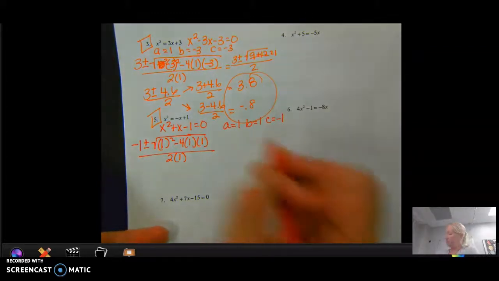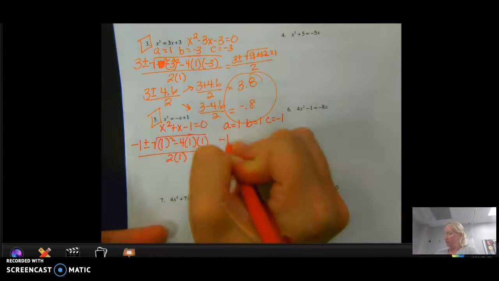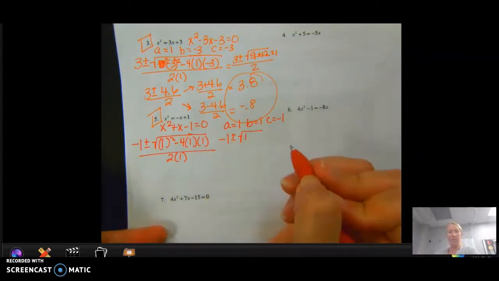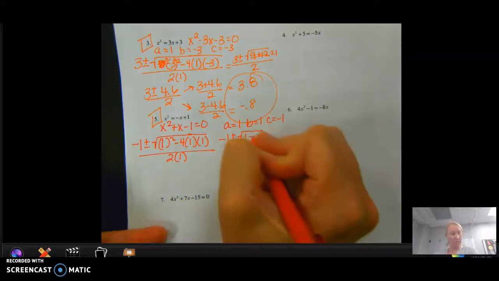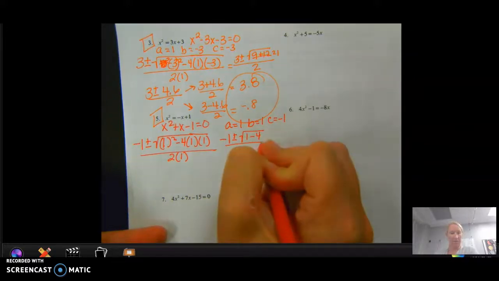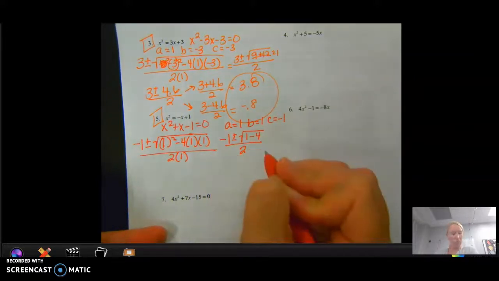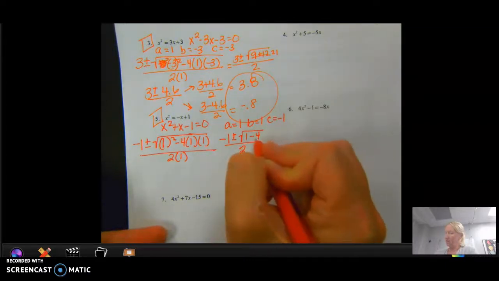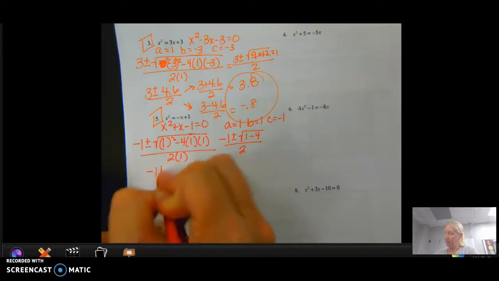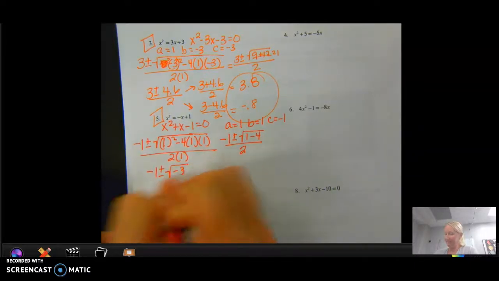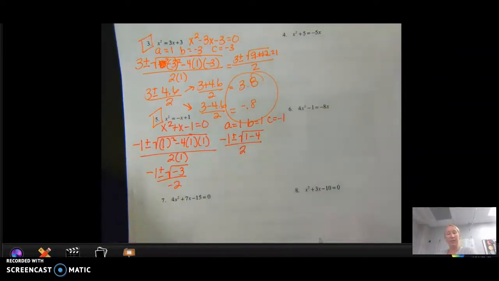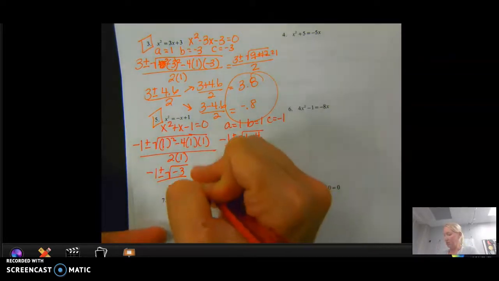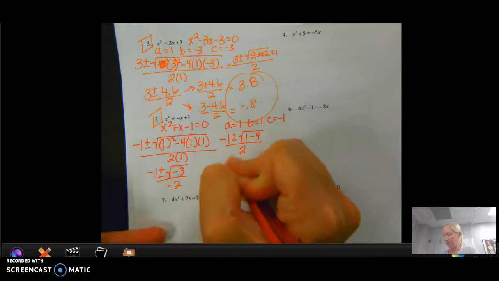They're all ones. Okay, so I get -1 plus or minus 1 squared is 1. -4 times 1 is -4. All that over 2. So 1 minus 4 is -3. And remember, can we take the square root of a negative? We cannot. So this would be no real solution.